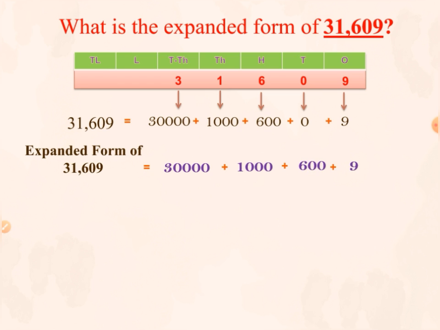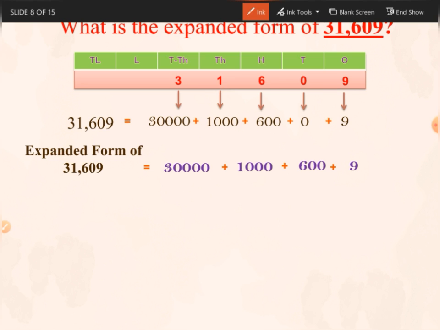So while writing in expanded form, we can skip 0, because adding 0 to any number doesn't change the number, isn't it? So when we write in expanded form, if for any place we are getting 0, we can skip that place. Okay, so that is why we have written here 30,000 plus 1,000 plus 600 plus 9. We have skipped this 0. We have not written this 0 here.